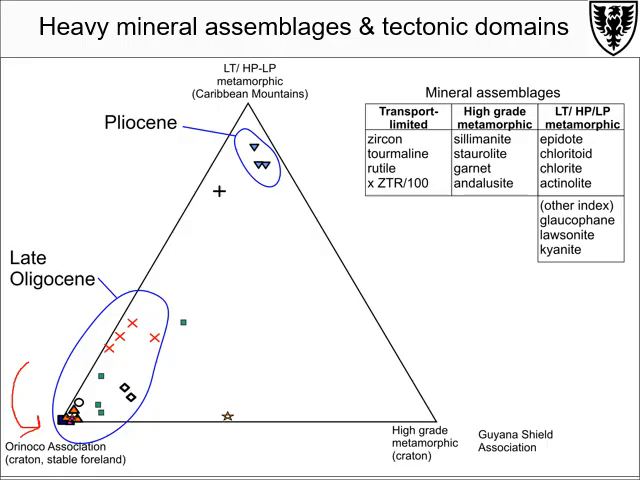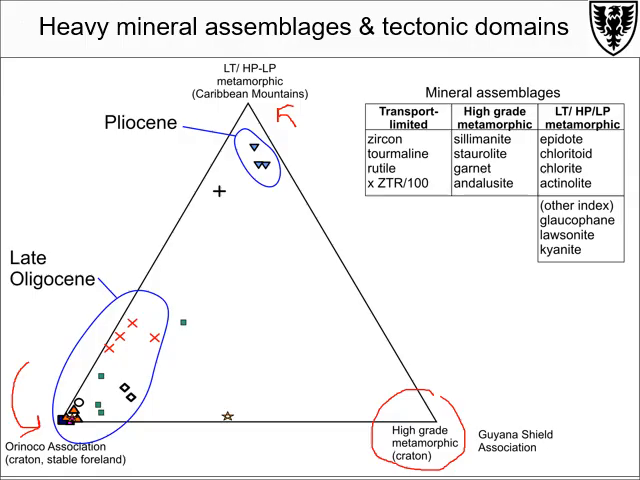To the top point, we have what I call the Caribbean Mountain Suite, characterized by the low temperature, high pressure assemblage: the epidotes, the chloritoids, the chlorites. And then to the bottom right, we have the high-grade metamorphic assemblage, which would be characterized by abundant sillimanite, staurolite, garnet, etc., etc.